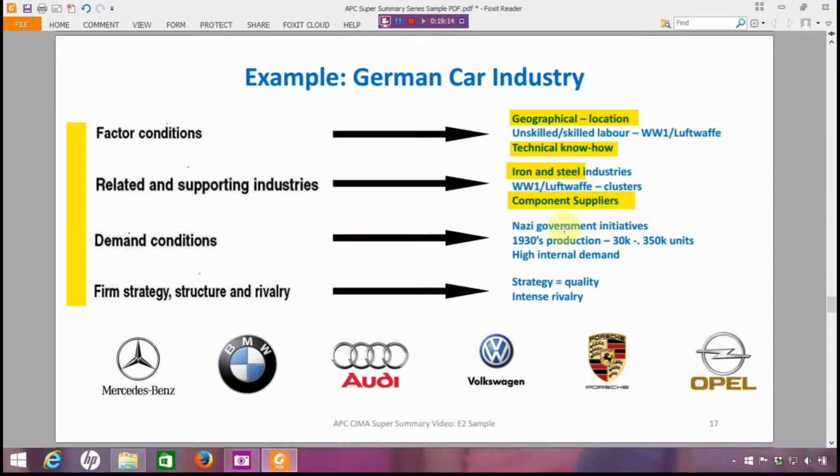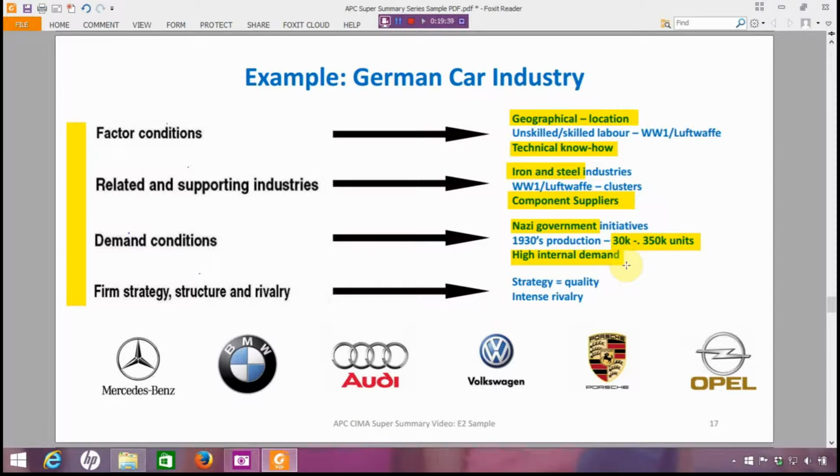In terms of the demand conditions, certainly the impact of the Nazi government was sizable in the 20s and 30s within Germany, and you'll note that production of cars grew from 350 over the course of the 1930s. There certainly was a high demand, but I should remind you what I said about this area of demand conditions. It's not just the volume of demand, it's the sophistication as well that's important.